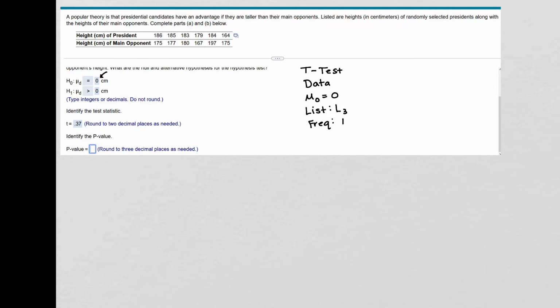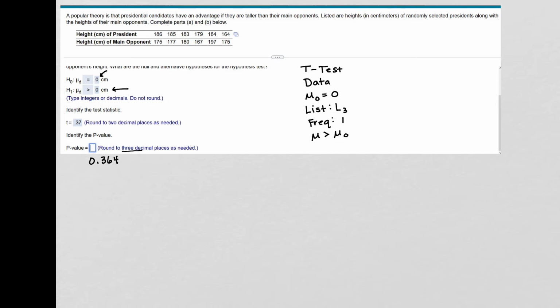And then we need the alternative hypothesis. So that's going to be that mu is greater than mu 0, right? Because we just want the inequality to point in the same direction as it does in the alternative hypothesis. So we've got that. We can use calculate or draw, and we get our test statistic is 0.37, rounded to 2 decimal places, and the p-value is 0.364, rounded to 3 decimal places.